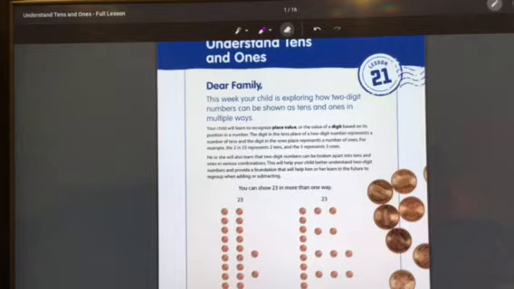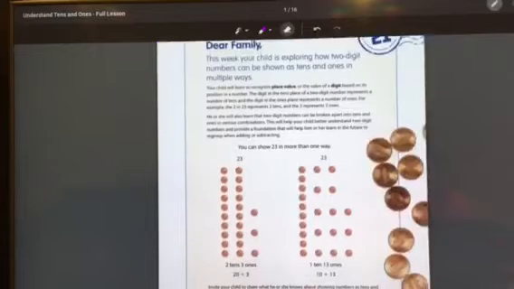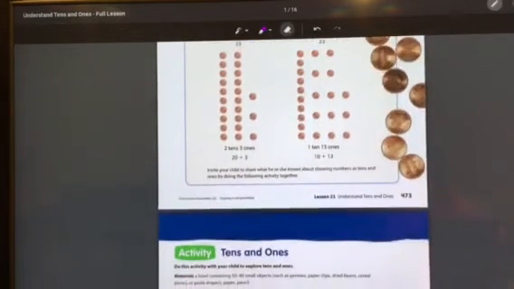This will be lesson 21, where the children will be learning how to understand tens and ones and that they can show it in multiple ways. For example, as you read through this letter, you'll be able to see that to make the number 23, you could do two tens and three ones and get 23. You could also do 1 ten and 13 ones to get 23. So that's what the children will be learning in this lesson. You may read through the letter as you have time to understand more what we'll be doing throughout this week.